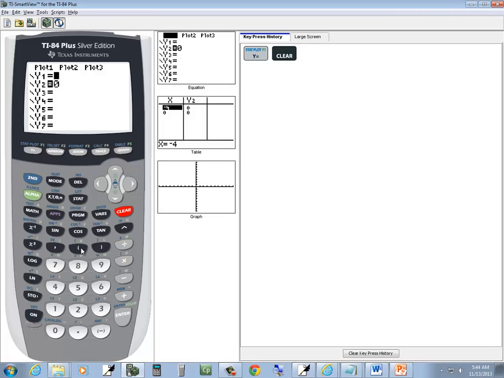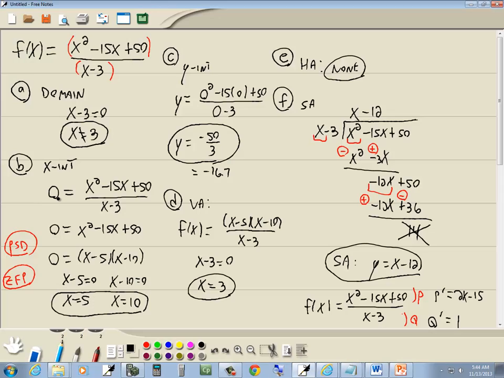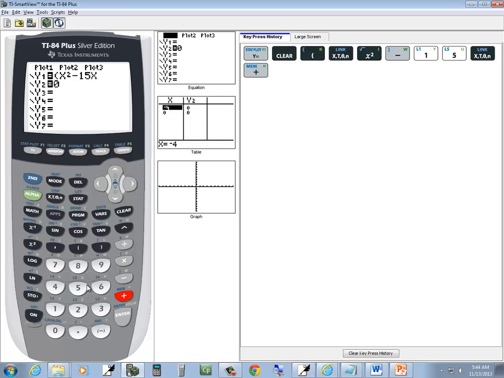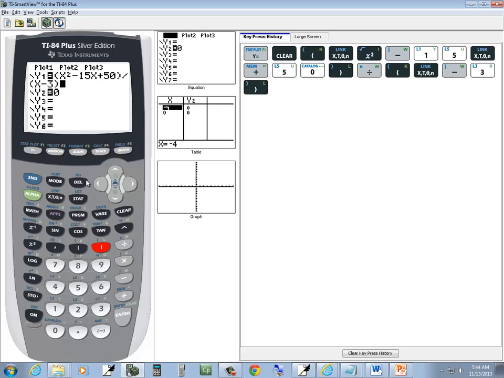So we're going to have beginning parentheses, x squared minus 15x plus 50, closing parentheses, divided by beginning parentheses, x minus 3, closing parentheses.